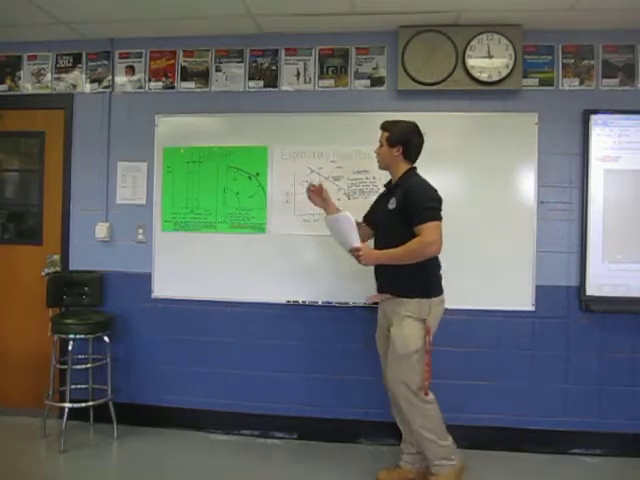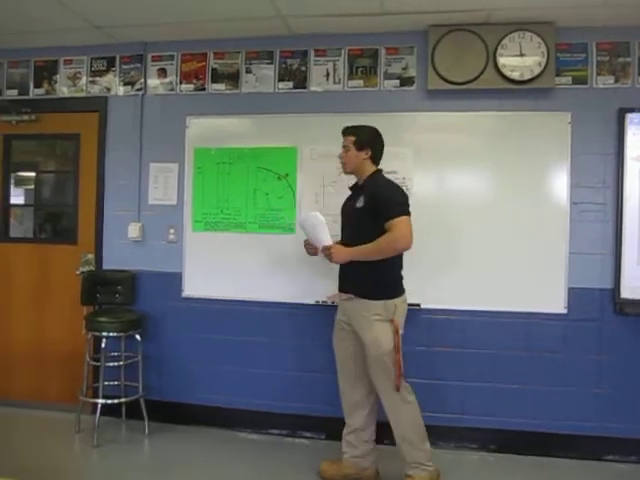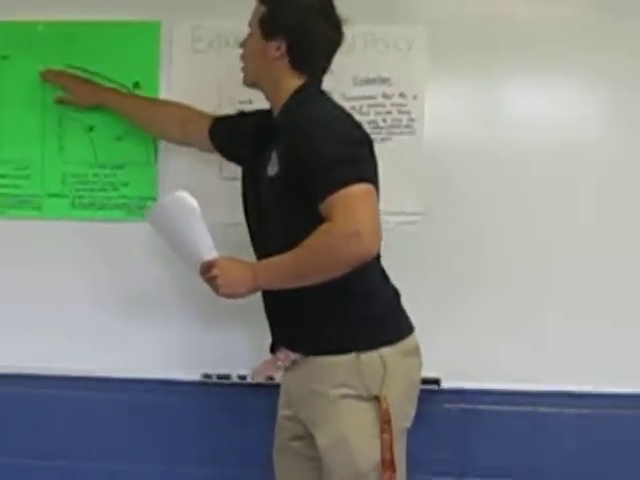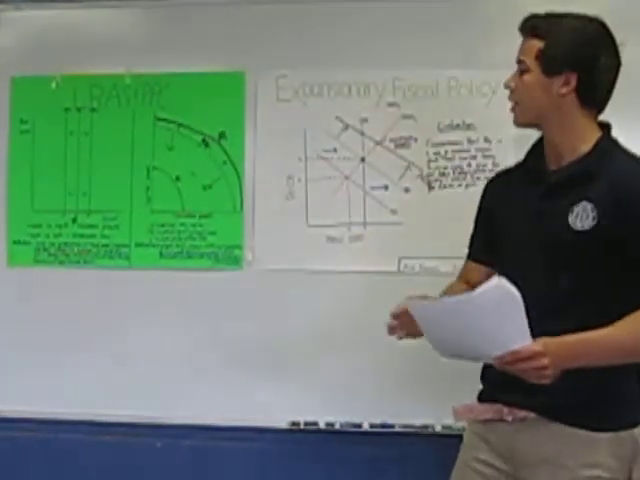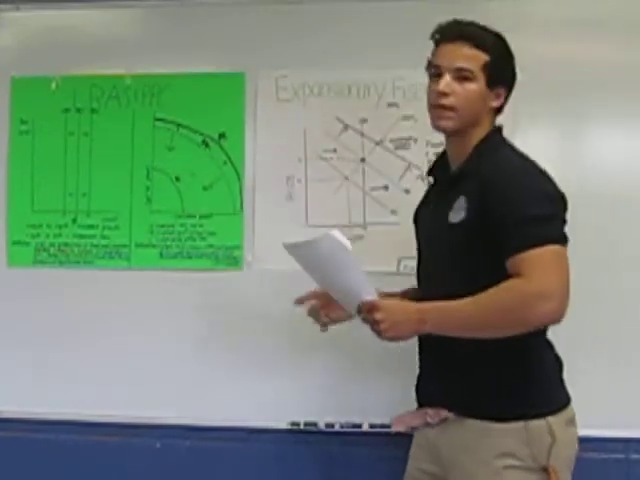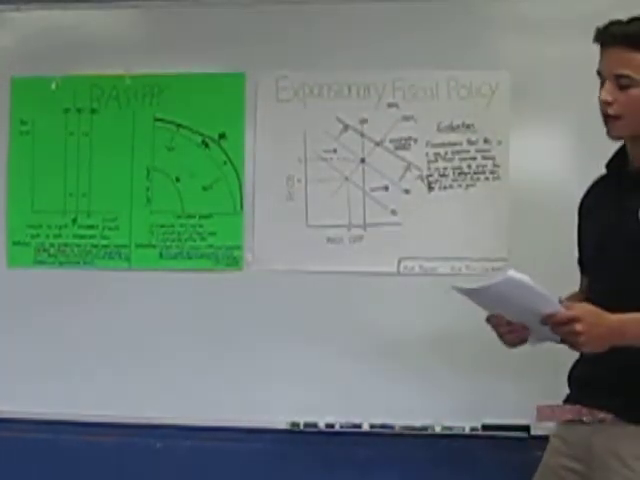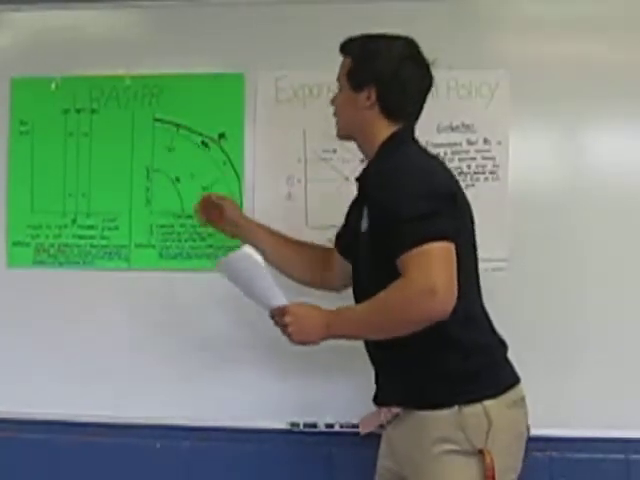All right, so we're going to direct our attention to this PPC right here. This PPC represents increasing opportunity costs. If it didn't represent it, it would be a straight, constant line right there. And for question A, it will represent both consumer and capital goods.